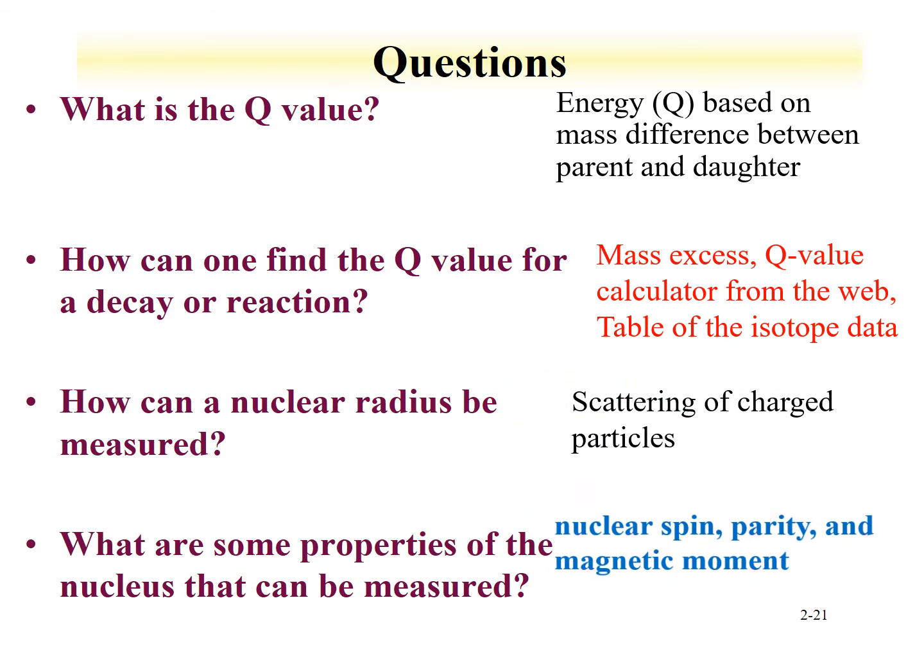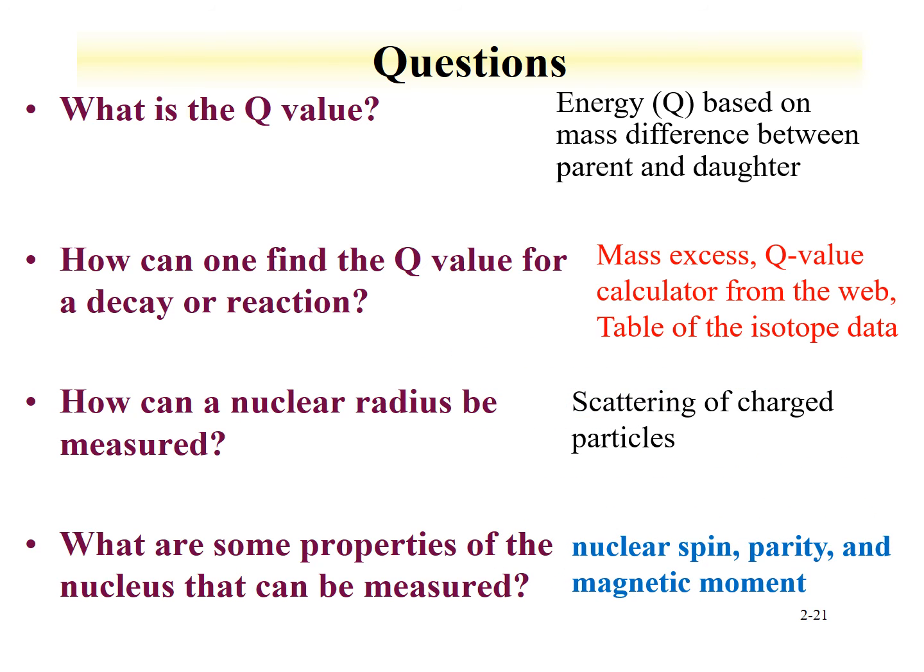What are some properties of the nucleus that can be measured? Well, we measured mass properties, but we can also measure nuclear spin, we can measure parity, and we can measure magnetic moment. And all these are windows that help us explain the properties of the nucleus.